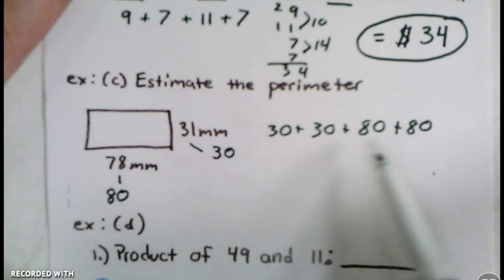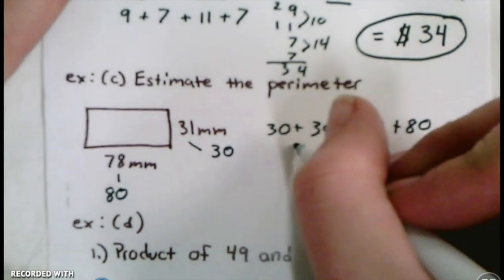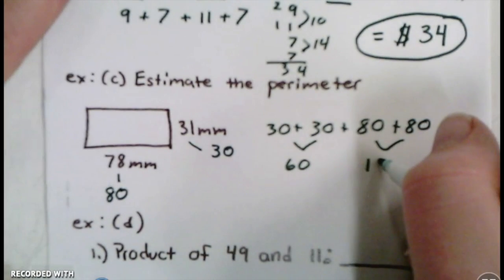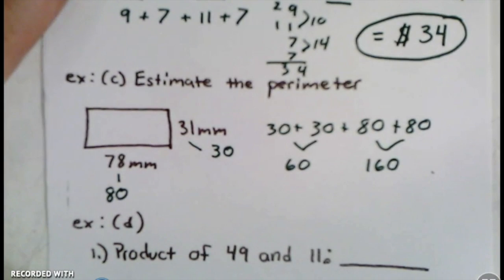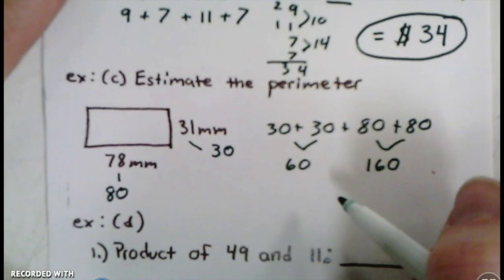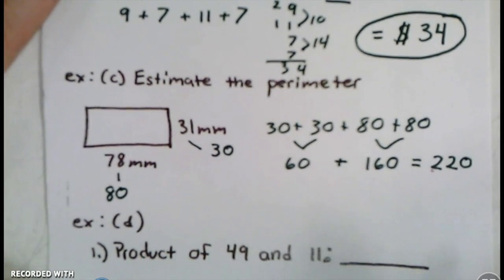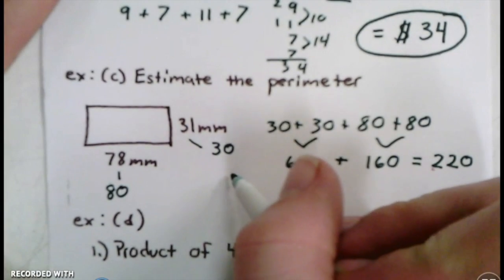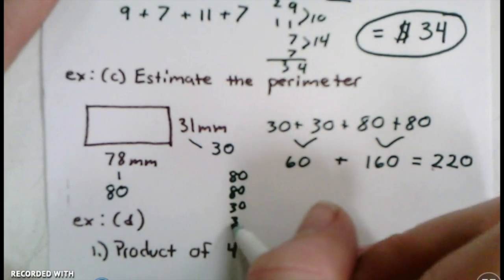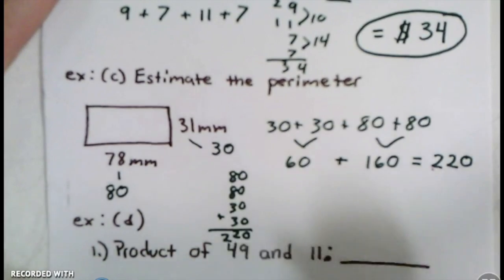Okay, and so now I can add those up by doing 30 and 30 is 60. 80 and 80 is 160. And 60 plus 160 is 220. If I can't do that in my head, that's okay. I could line them up this way and add them. 80, 80, 30, 30, and add them up that way.